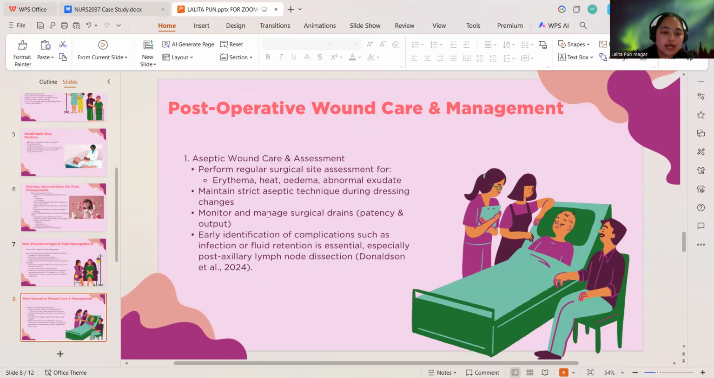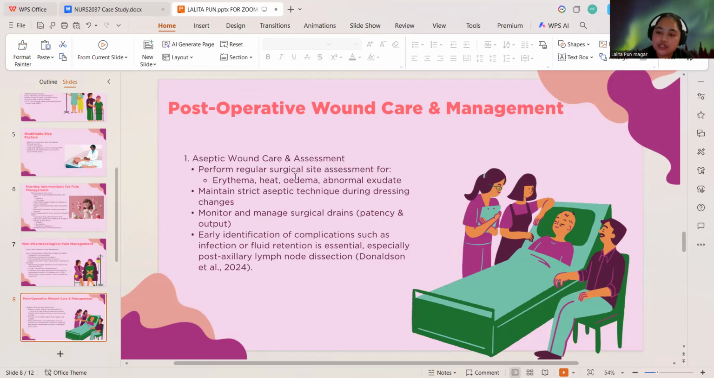And so as for the postoperative wound care and management, we have first aseptic wound care and assessment. A primary nursing intervention is the systematic assessment of the surgical site and maintenance of aseptic wound care techniques. Post-mastectomy patients require frequent monitoring of the incision for early indicators of infection, including erythema, heat, edema, and abnormal exudate, as well as evaluation of surgical drains for patency and output.